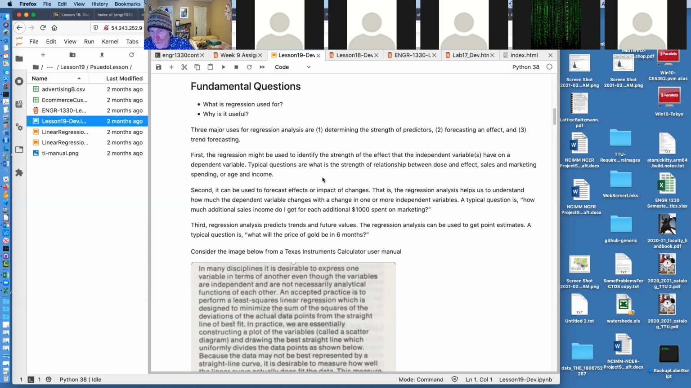Secondly, we can use regression to forecast effects. That is, it will help us understand how much the dependent variable changes with a change in one or more independent variables. So that would be a question to ask something like, how much additional revenue do I get for each additional $1,000 spent on marketing?